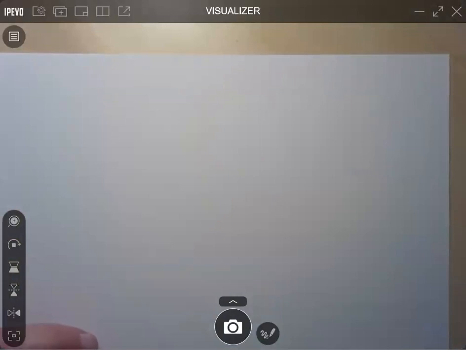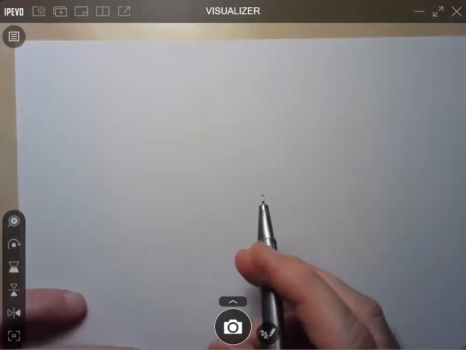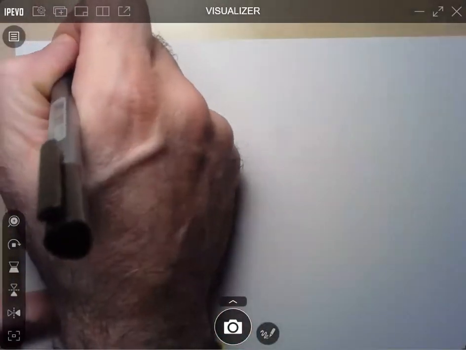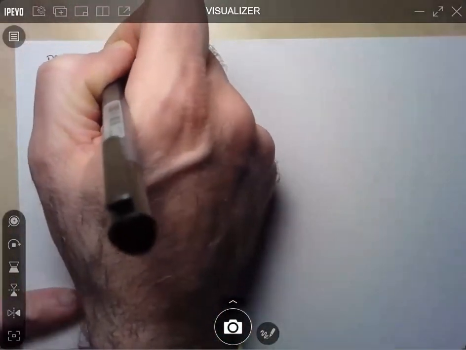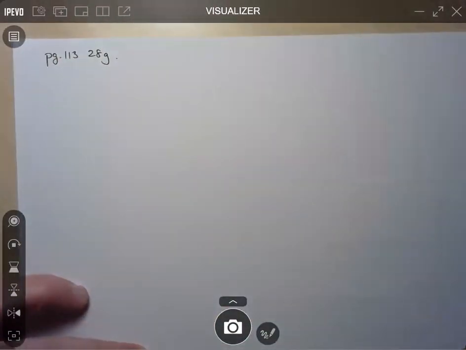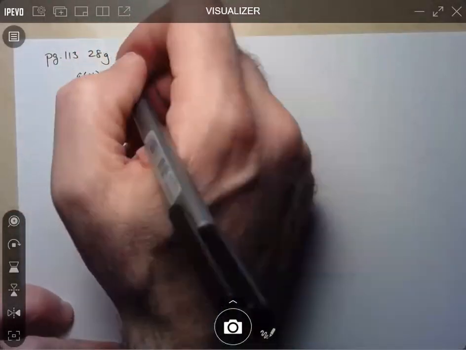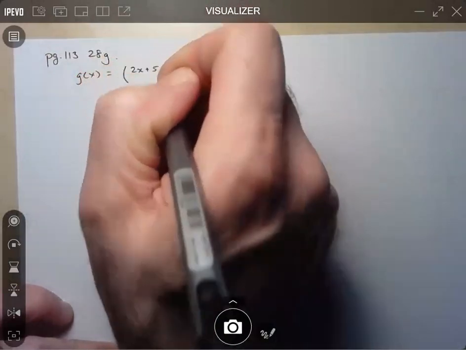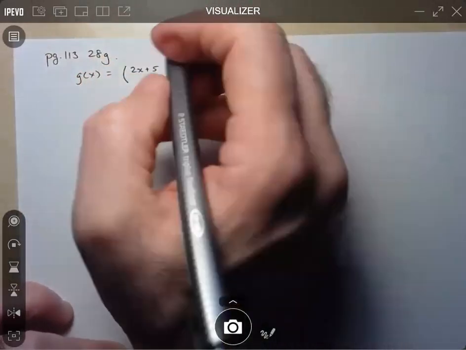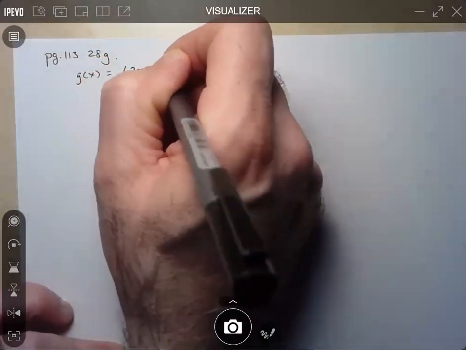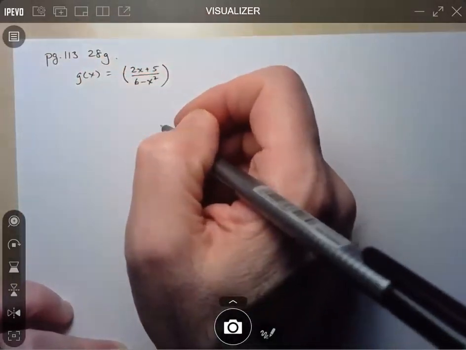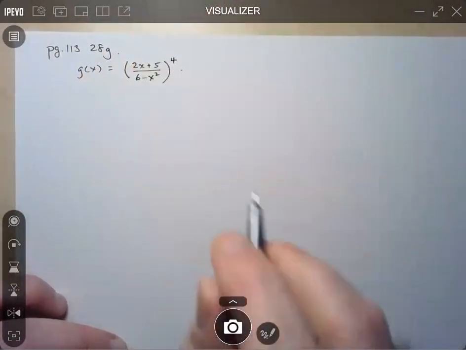Okay, so that's actually on page 113. So that is page 113, 28G. And let's see what they're asking for. And they're asking us to determine the derivative here. Okay, so 28G, so we have g of x is equal to (2x plus 5) all over (6 minus x squared), and this is all to the exponent of 4.